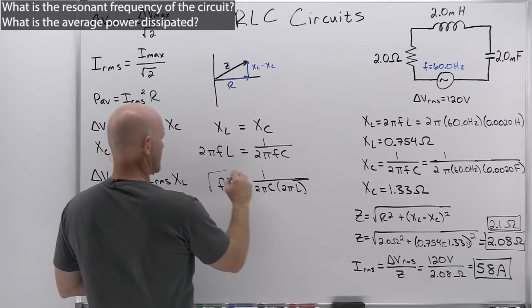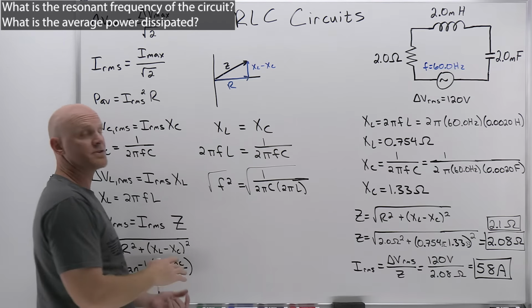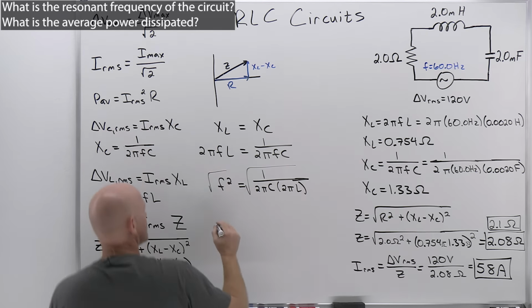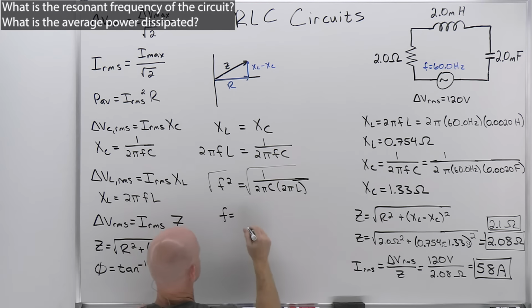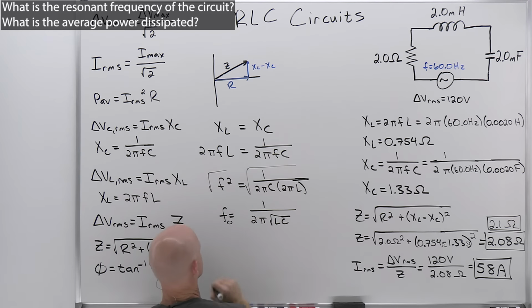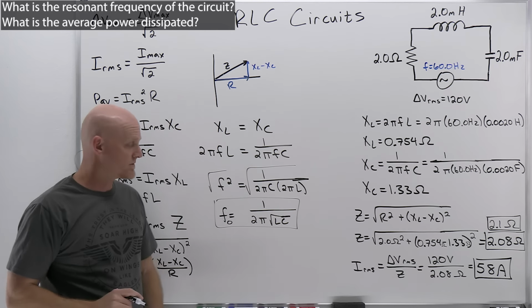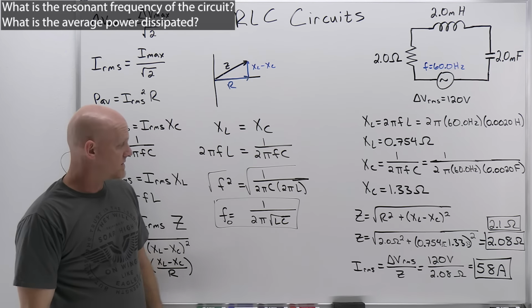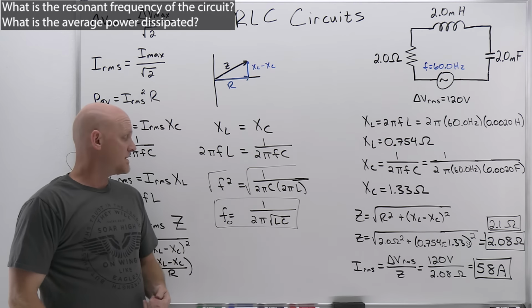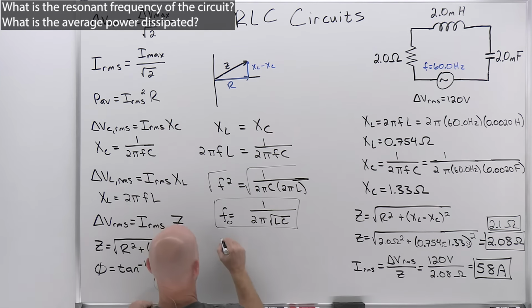Then we'll take the square root of both sides. And notice we've got a 2 pi times a 2 pi, and when you take the square root, you're just left with one of the 2 pi's. So in this case, F is going to equal 1 over 2 pi times the square root of L times C, and we give this a little F naught. This is the condition for resonance in an RLC series circuit. You can just plug in the value of the inductor and the value of the capacitance, and calculate out this resonant frequency, which is exactly what we're going to do here.